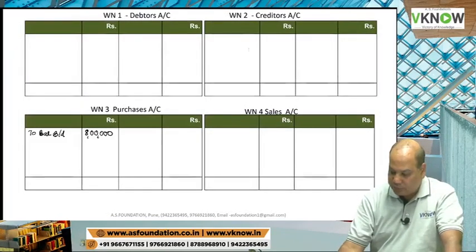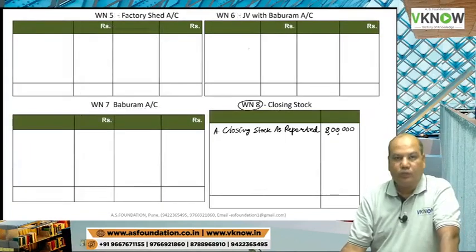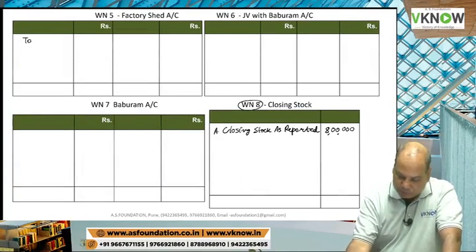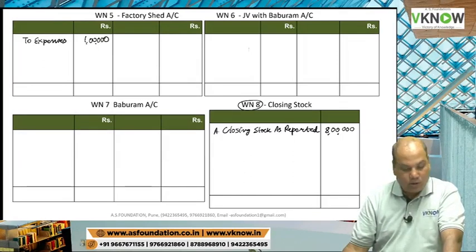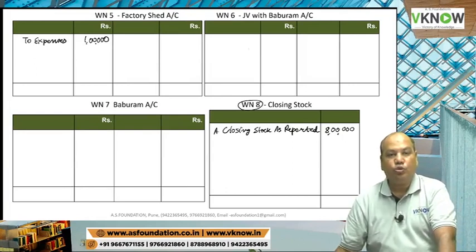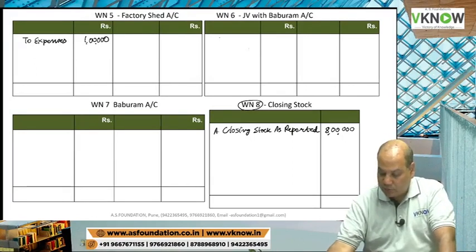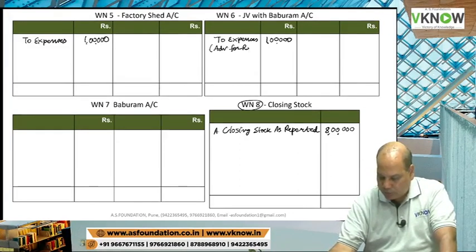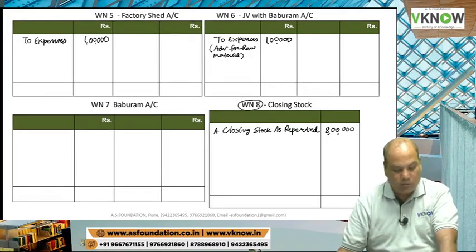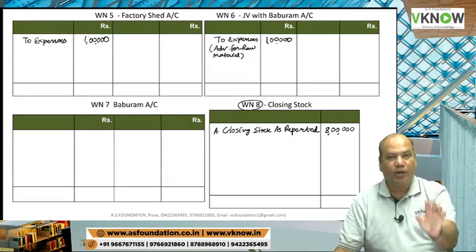Construction of factory shed. There is a working note number 5. Working note 5, factory shed, debit side, to expenses, 1 lakh. And this advance for raw material is actually expenditure related to the JV activity. So advance for raw material we will write in the joint venture account, to expense account 1 lakh. In bracket write advance for raw material. Later on you will forget, so write it down. So this completes the 7 lakh rupees bifurcation of expense.